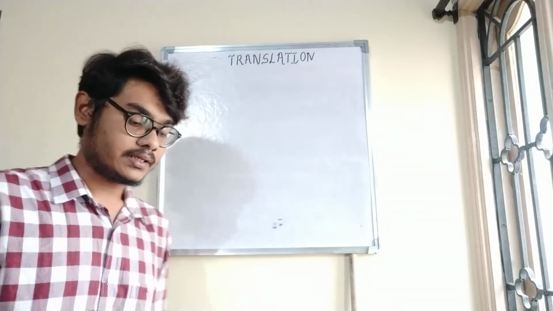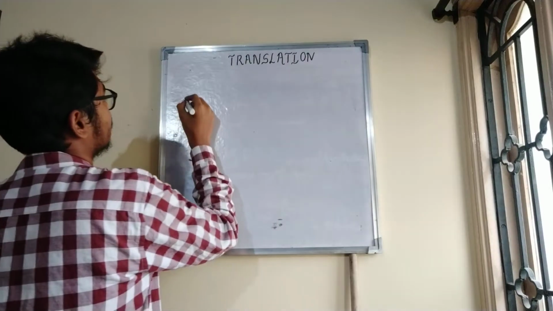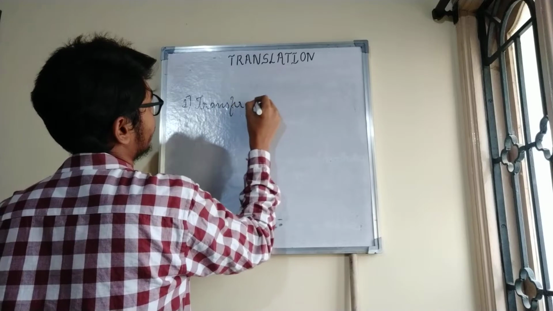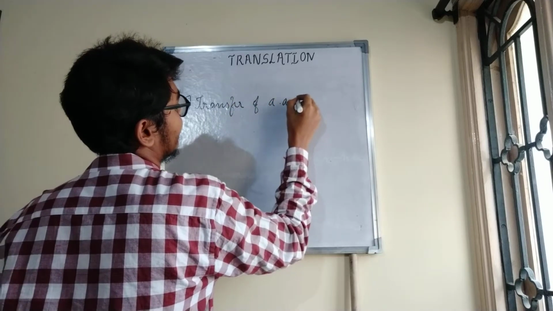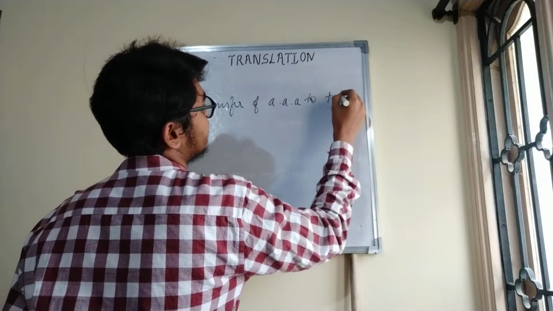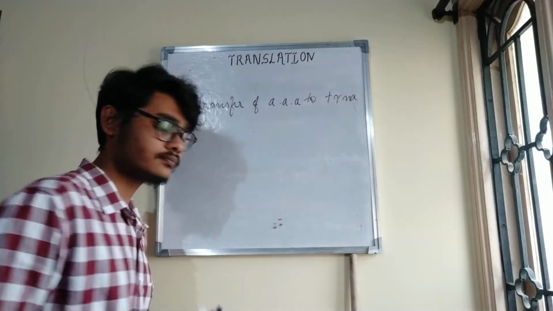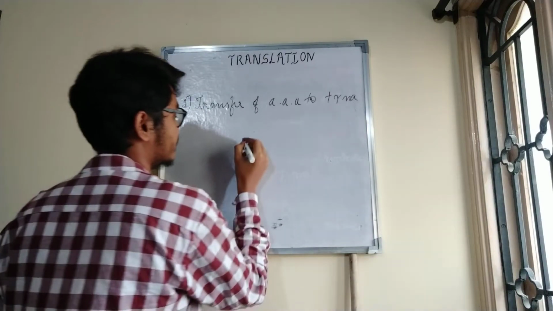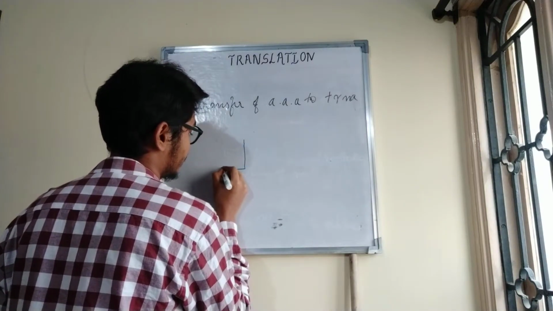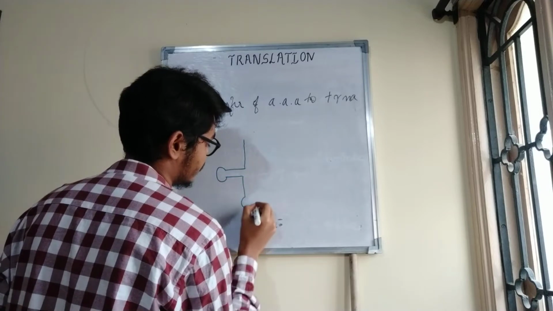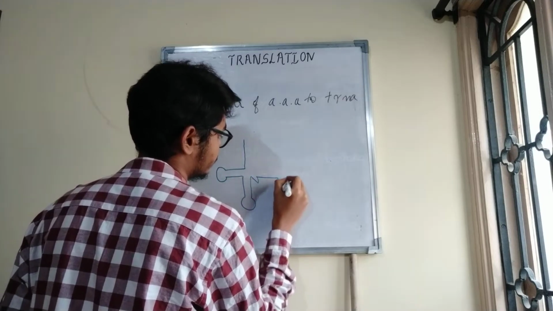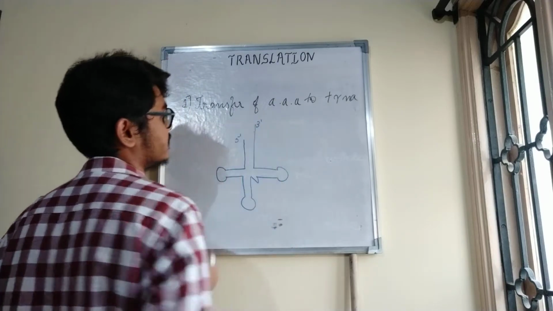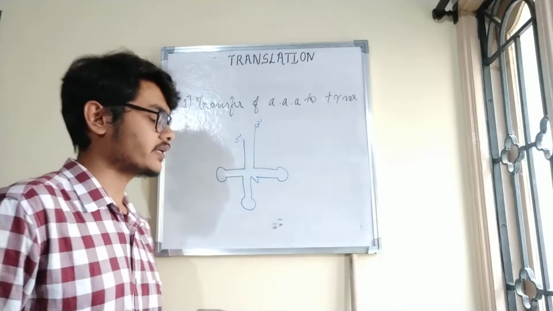The second step is transfer of activated amino acid to the tRNA. If you guys recall the cloverleaf model of tRNA, it looks like this: 3 arms, one short arm, 5 prime, 3 prime. 3 prime is quite elongated than the 5 prime.